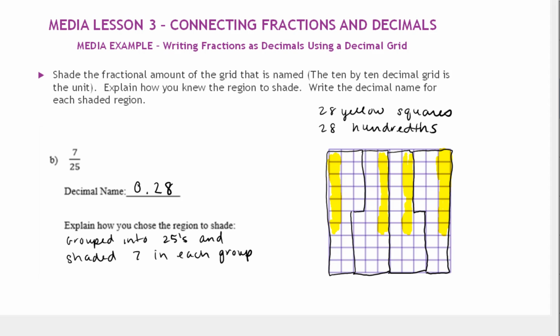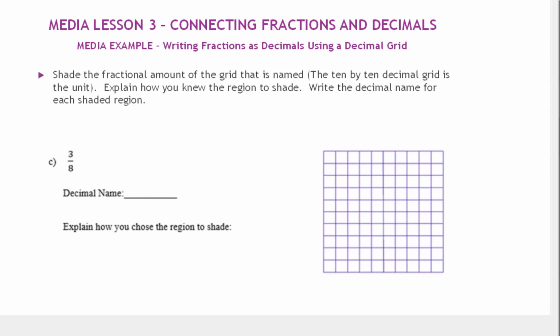Okay, let's look at one more. Now we have 3/8. This one's going to be a little bit trickier, but it's pretty much the same idea. So first, I am going to look at the first 8 columns, and I'm going to shade 3 of them. So I'm going to start with this. So this would be 8/10, so I'm going to shade 3 out of these 8.